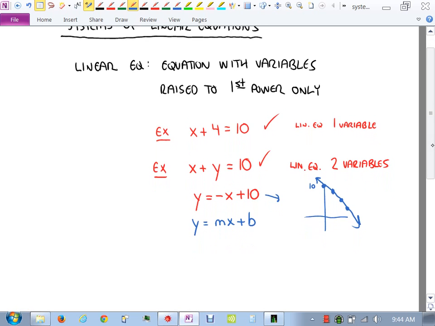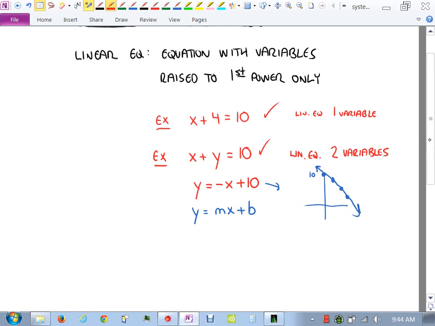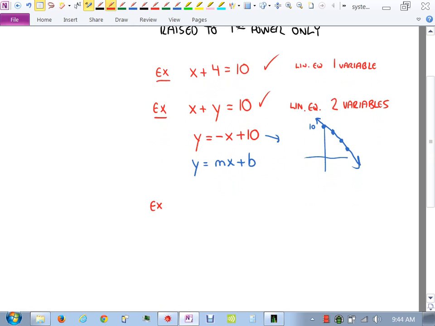Now, I could keep going all day long, giving you examples of linear equations and just adding more variables each time. So how about this? What's x plus y plus z equals 10? Is that a linear equation? Yes. How many variables? 3 variables. Now that's as high as we're going to go in this class. We're going to go to linear equations with 3 variables.